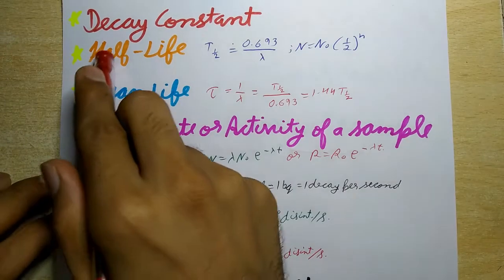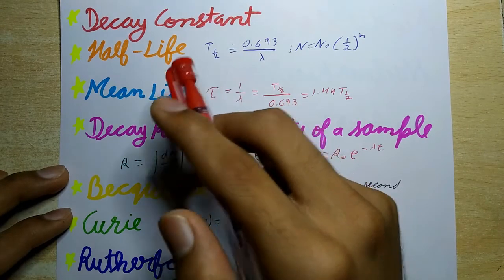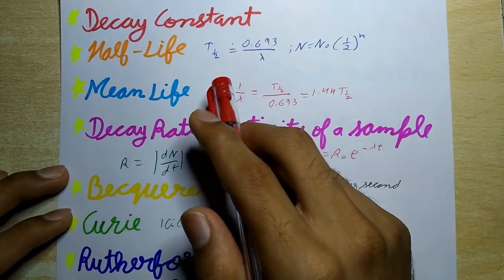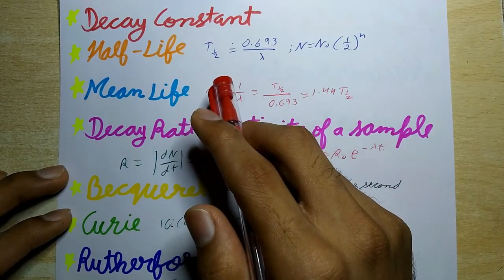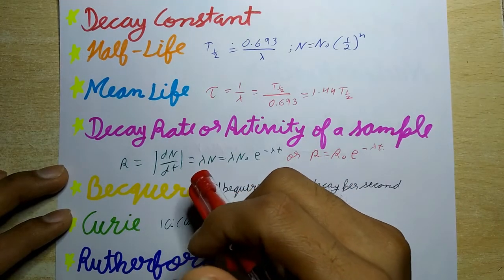Now next is decay constant. It may be defined as the reciprocal of the time interval in which the number of active nuclei in a given radioactive sample reduces to 36.8% of its initial value.